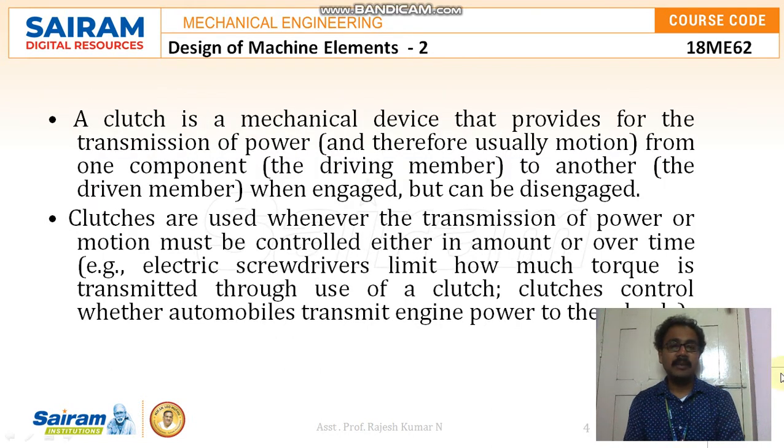A clutch, in a proper definition, is a mechanical device that provides for the transmission of power, and therefore usually motion, from one component, usually the driving component, to the follower, or prime mover, when engaged. But it can be disengaged also in the same methodology. Clutches are used whenever the transmission of power or motion must be controlled either in amount or over time. For example, electric screwdrivers limit how much torque is transmitted through use of a clutch, and the clutches in automobiles control whether engine power is transmitted to the wheels.